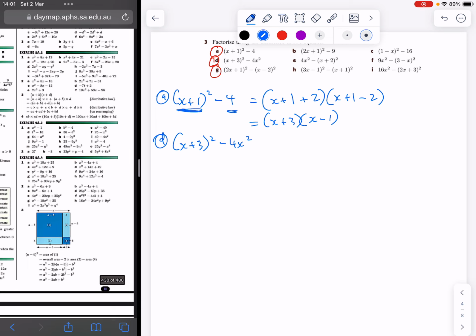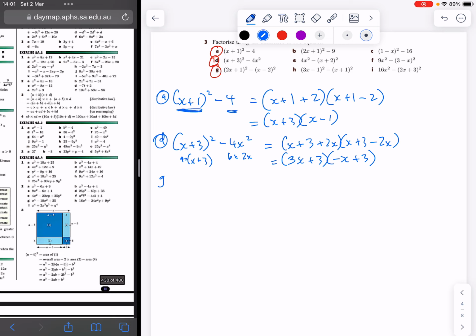This is a square number. Your A is x plus 3. What do I square to get 4x squared? B is equal to 2x. So this is equal to (x plus 3 plus 2x)(x plus 3 take 2x). X plus 2x is 3x plus 3. X take 2x, negative x plus 3. I'm pretty sure in the back they would rearrange this to be 3 take x rather than negative x plus 3, but we'll see when I cheat again.